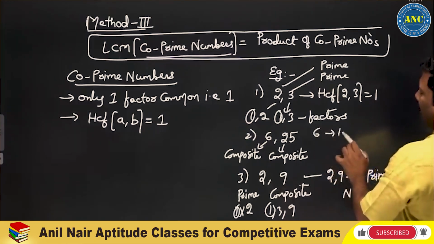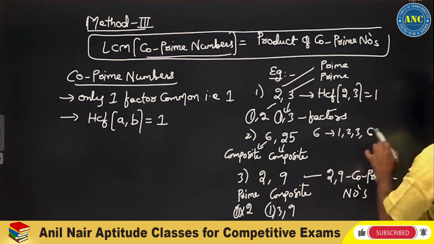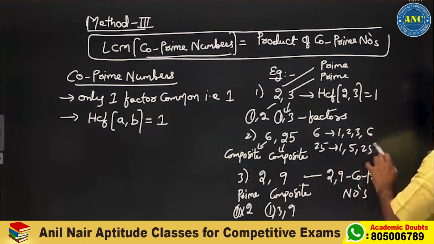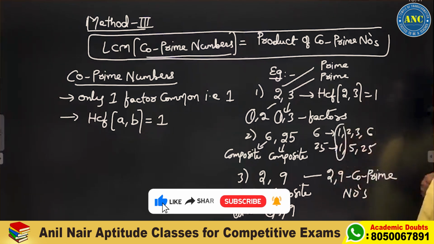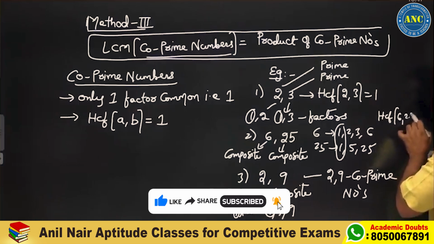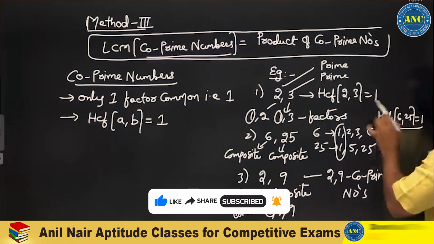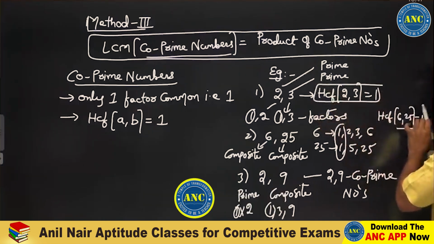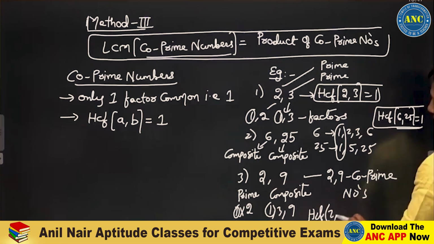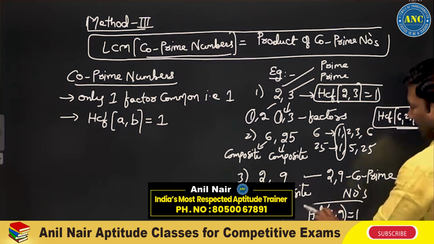6, what are the factors? 1, 2, 3 and 6. 25, what are the factors? 1, 5, 25. What is the factor common to 6 and 25? 1. HCF of 6, 25 is 1. HCF of 2, 3 is 1. HCF of 2, 9 is 1.